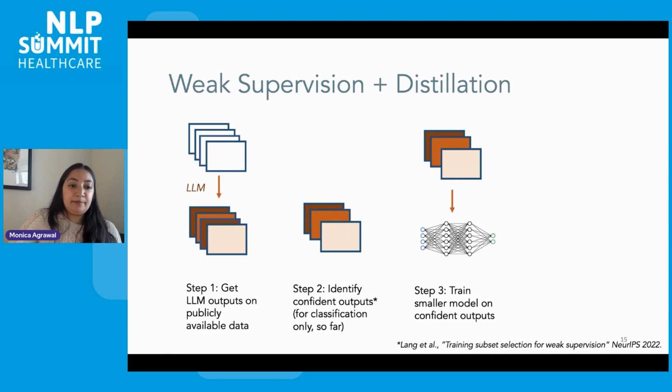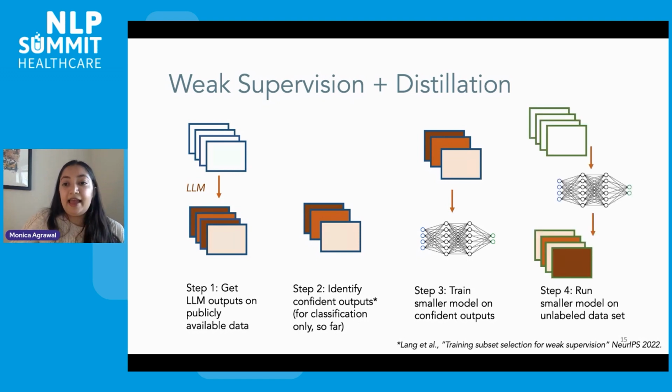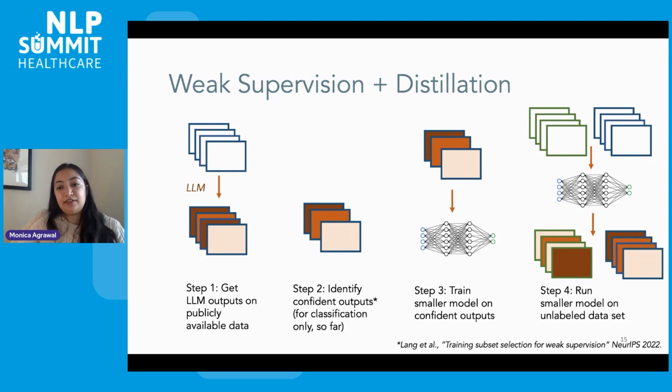And now we can train a much smaller model, something like a BERT or a RoBERTa, something that's much easier to run on common infrastructure, but only train on those outputs where our method found that the model was confident. Importantly, we're not using the model's own sense of confidence. Now we can run this smaller model on an unlabeled data set, here shown in green, to get labels. And we can actually run it on the original blue data set and improve on the performance of the large language model alone, and correct places where the large language model had not been confident.